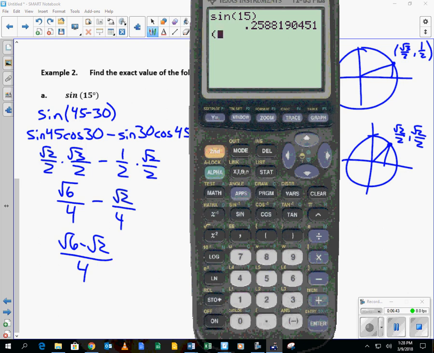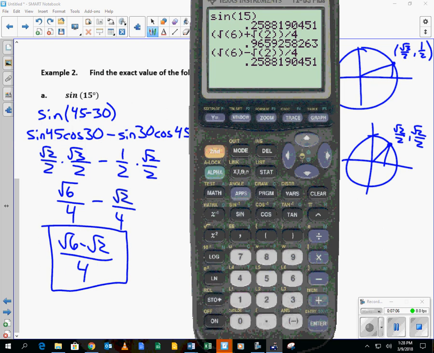But then I do parentheses, square root of 6 plus square root of 2, and I divide that by 4, and I get, oh, minus, sorry. Yeah, I was like, what's going on? And I get the same thing. That's exact, folks. I award you 3 points on the test board.